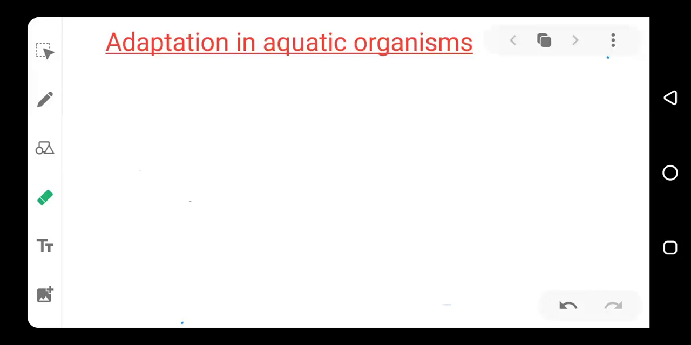In today's lesson, we want to talk about adaptation in aquatic organisms. In the previous lesson, we talked about the concept of adaptation, the meaning of adaptation, and also adaptation in terrestrial organisms. That is how organisms that live on land survive. In today's lesson, we want to look at adaptation in aquatic organisms. That is how organisms that live in water survive in the water environment.